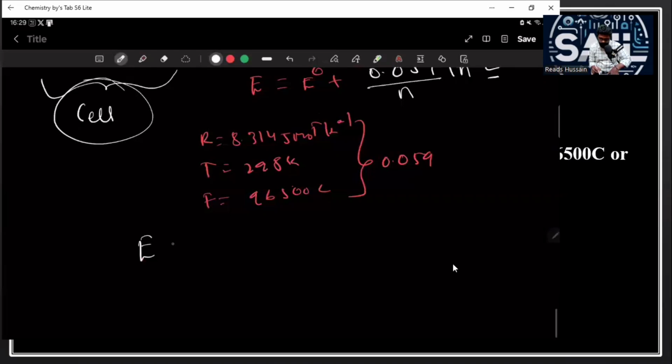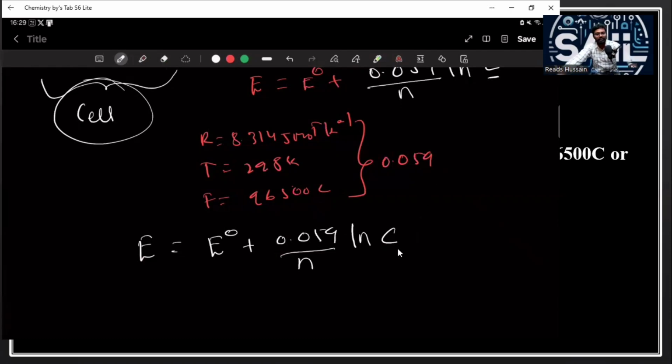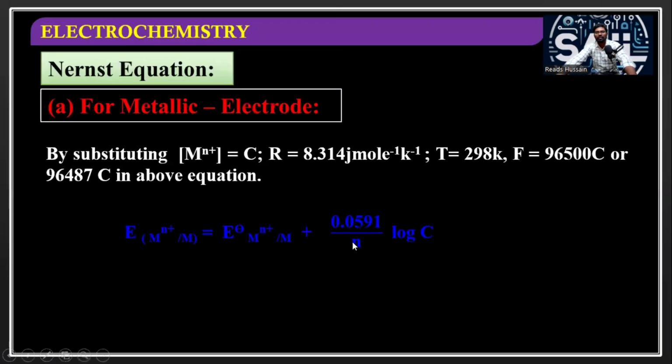E is equal to E naught plus 0.059 by n ln C. Okay, log C. So write down this formula.